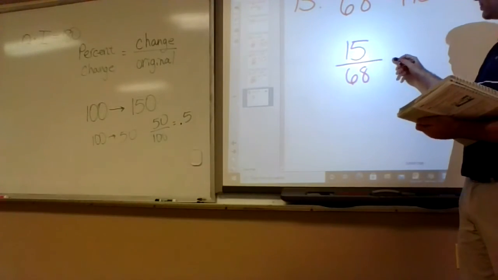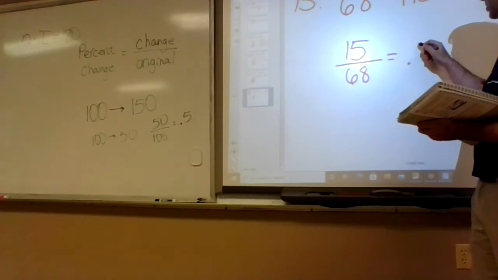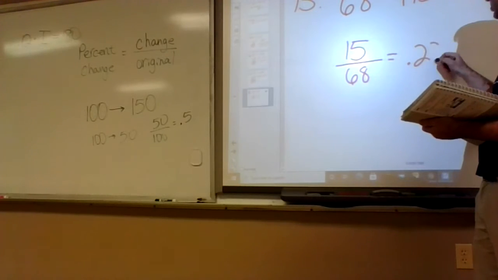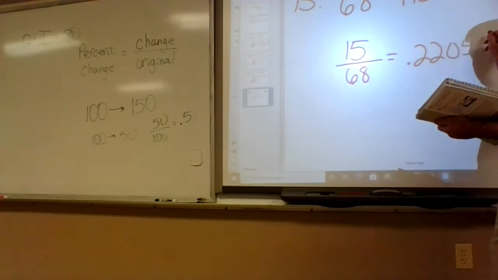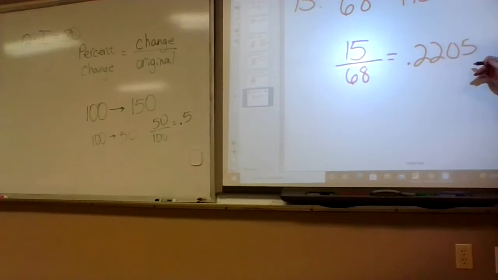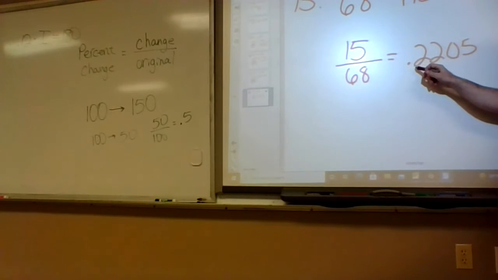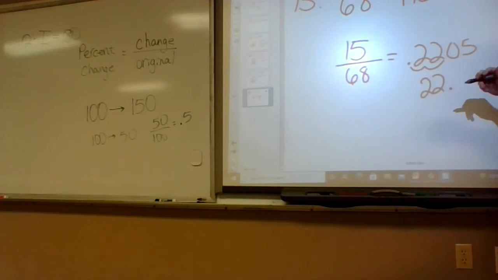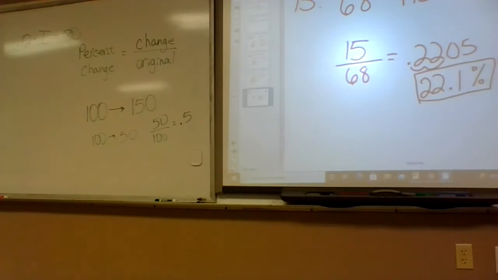Anyway, what's 15 divided by 68? Point 2, 2, 0, 5, 8, 8. We actually only need that much, because what's this as a percent? 22. Remember, we want a 0.1, because that's a tenth of a percent. So that's answer 1, first blank.